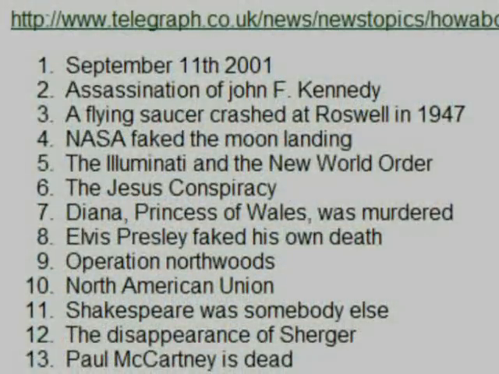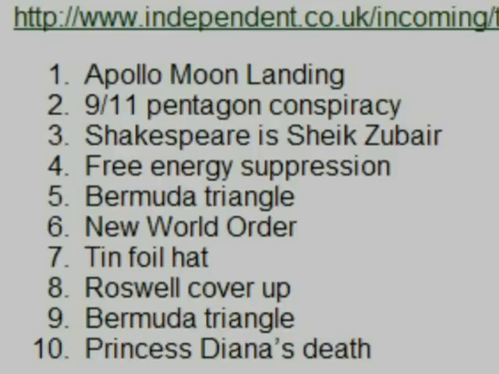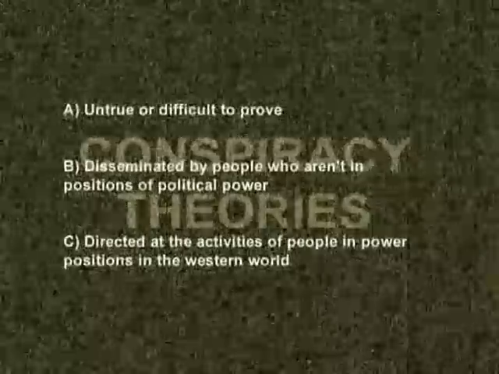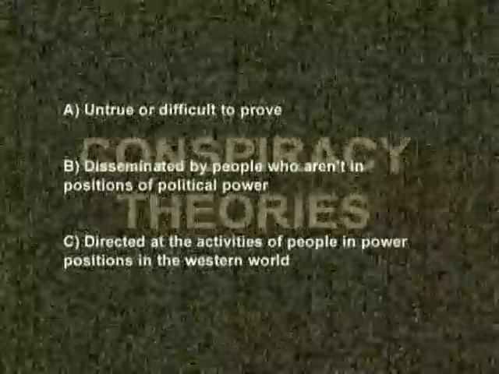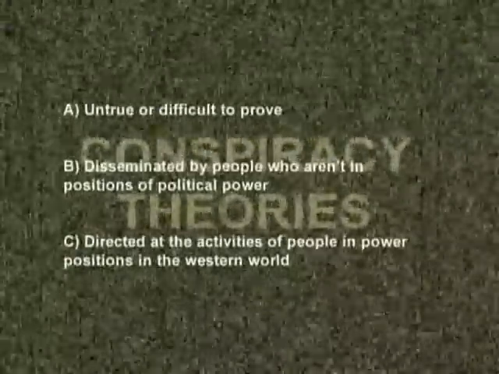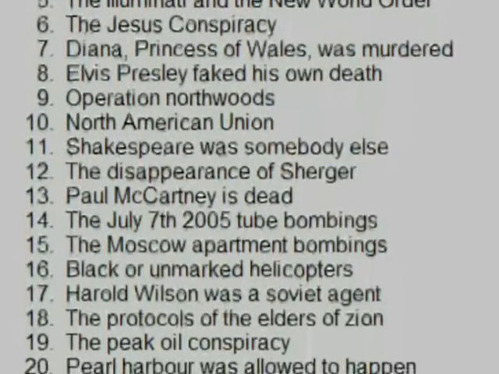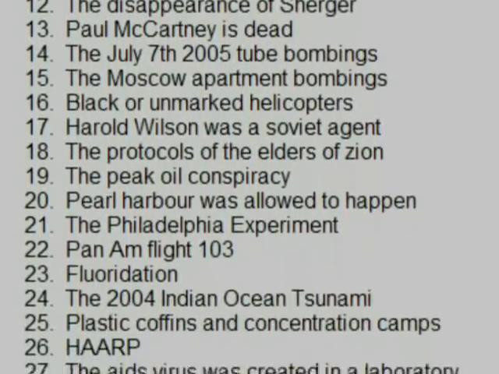The reason they're not included in the lists by The Telegraph, BBC, Independent and The Guardian is because those lists are specifically compiled according to 3 template assumptions. Assumptions that conspiracy theories are A. untrue or difficult to prove, B. disseminated by people who aren't in positions of political power, and C. are directed at the activities of people in power positions in the Western world. That last point is an essential one. So whether the writers are conscious of it or not, these best-of lists are basically acting as an ideological defence barrier to stem growing public distrust of Western power institutions.